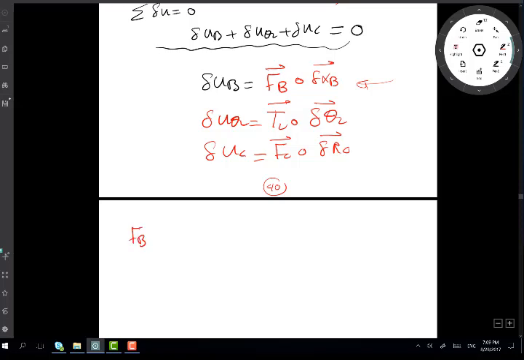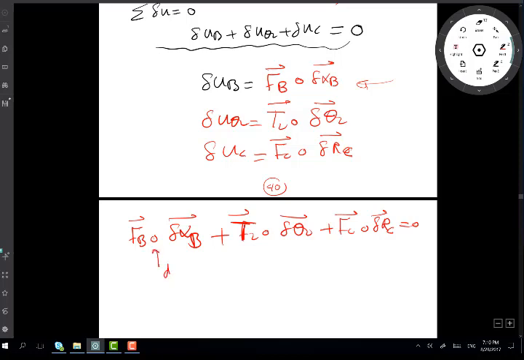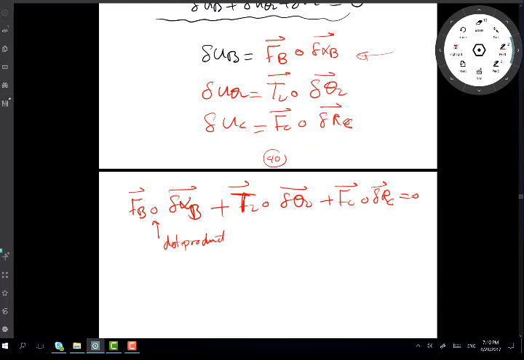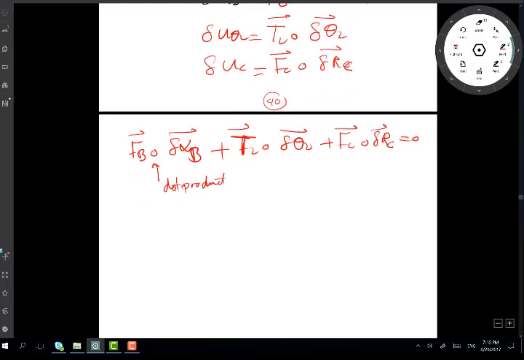So here it's FB dot delta XB plus T2 dot delta theta 2 plus FC dot delta RC, and that adds up to 0. So it's really a dot product here, right? That's a dot product. So those are all vectors, right? This, or FB.